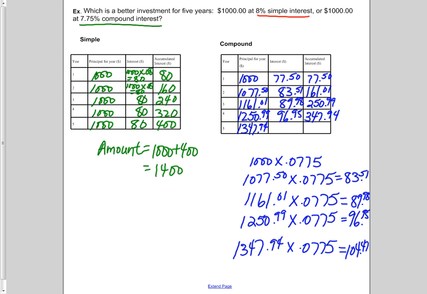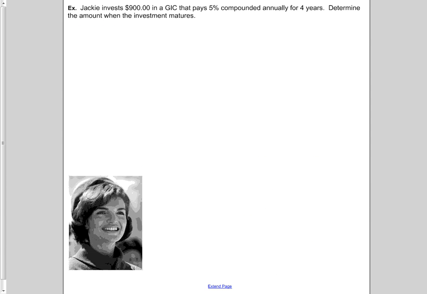$104.47. Total accumulated interest, $452.41. Final amount is $1,452.41. But we certainly don't want to go through a table every time. That's what that equation is for that we looked at just a moment ago.